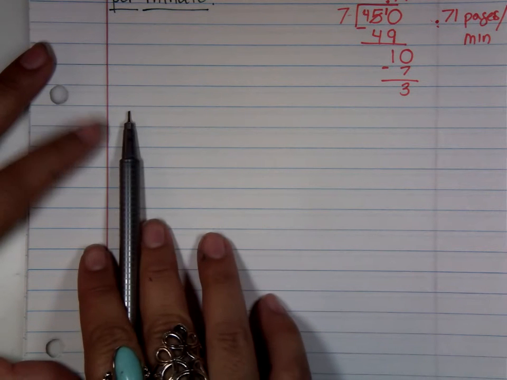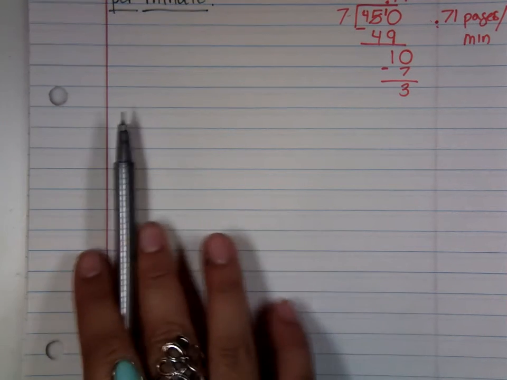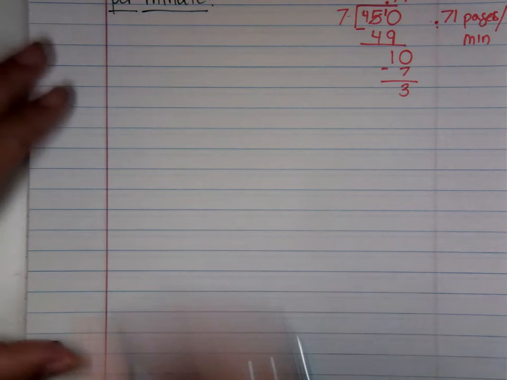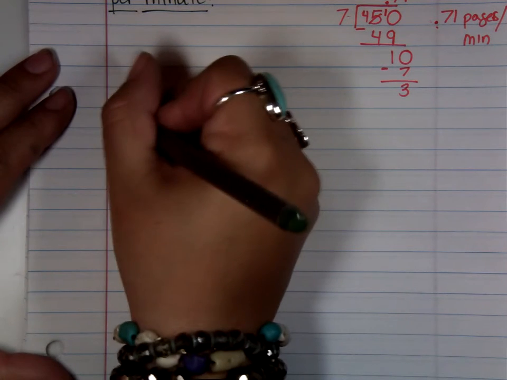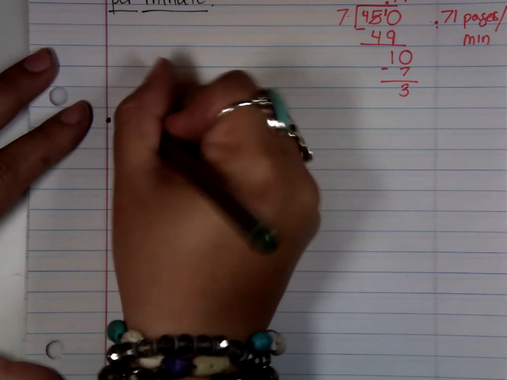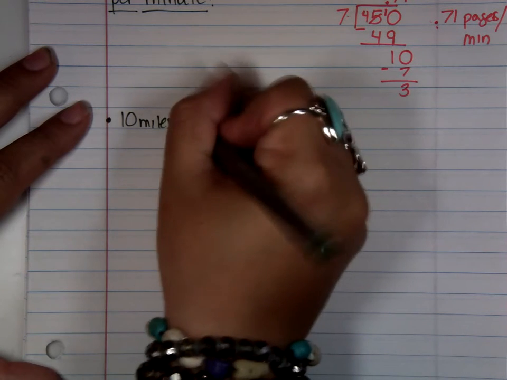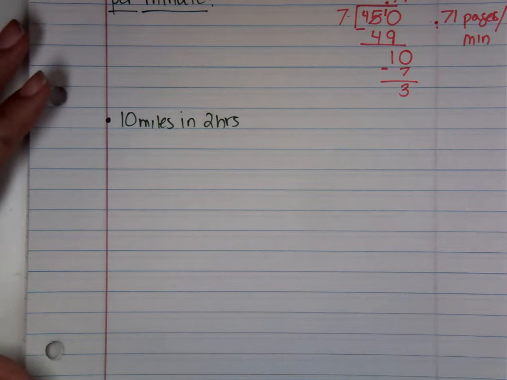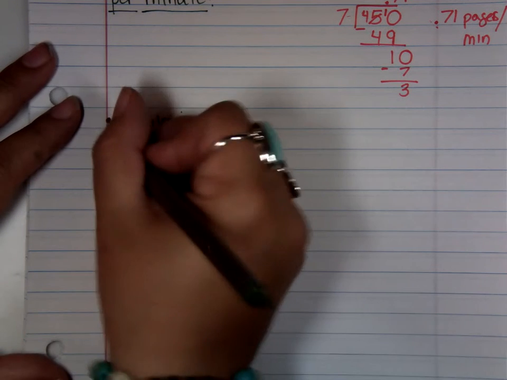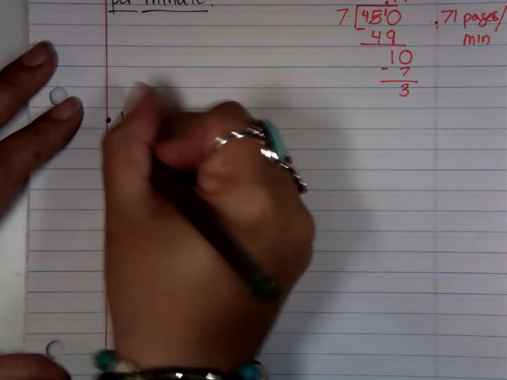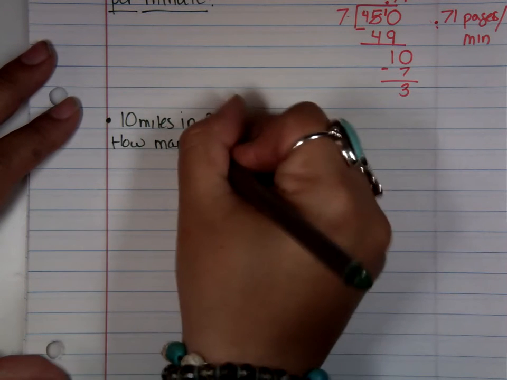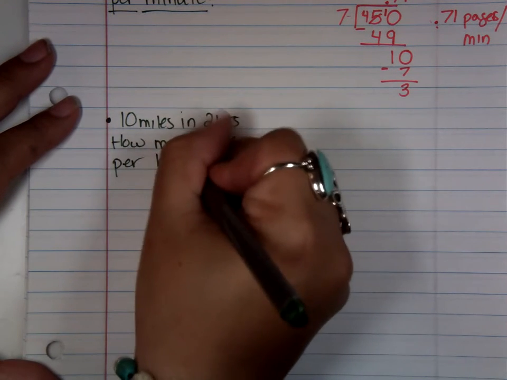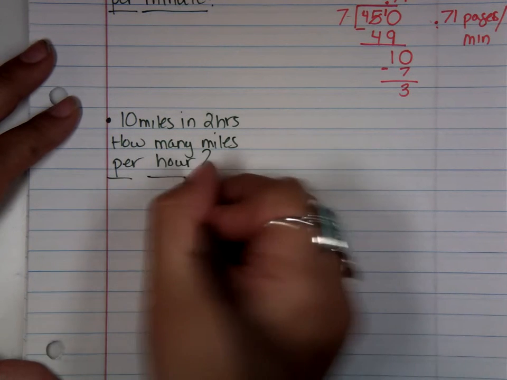So the next one we talked about miles per hour. Okay, we talked about rate of speed. So for this one, we said that you rode a bike 10 miles in 2 hours. Okay? The question we want to ask, if we are finding the unit rate, we want to know how many miles per hour. That means for every hour, for 1 hour.